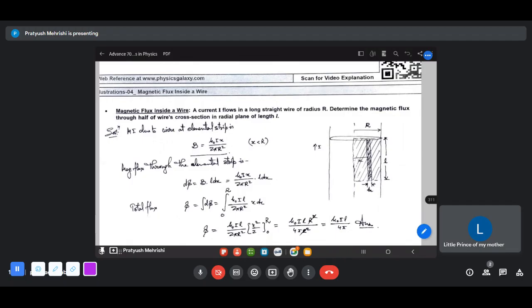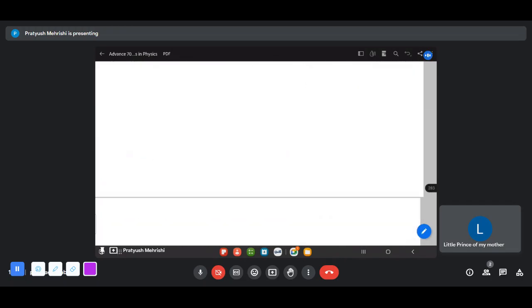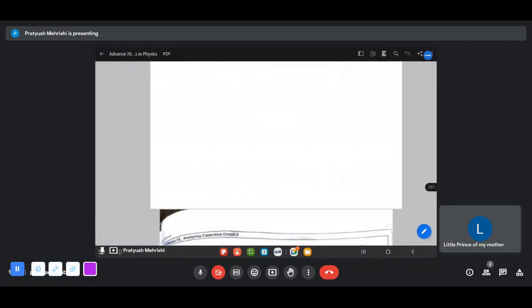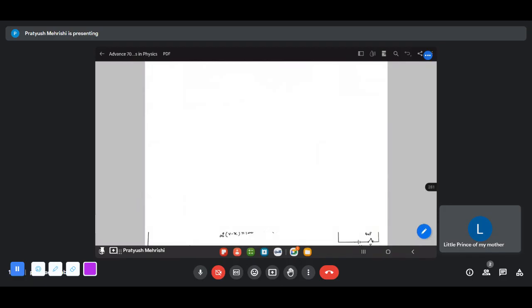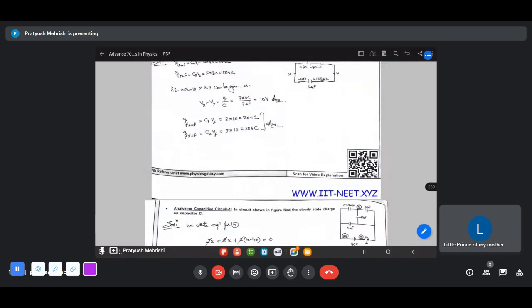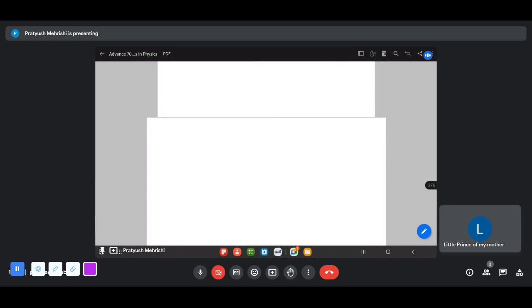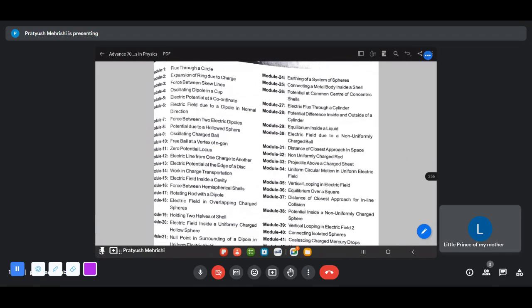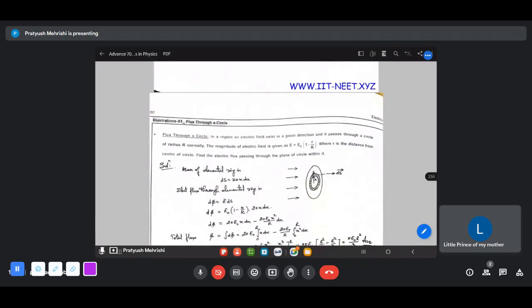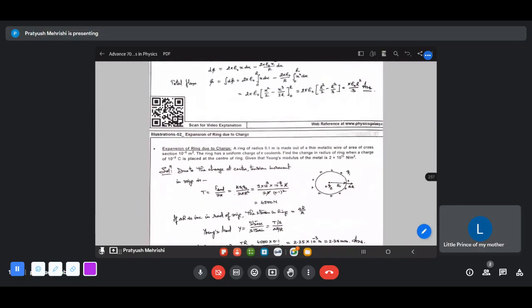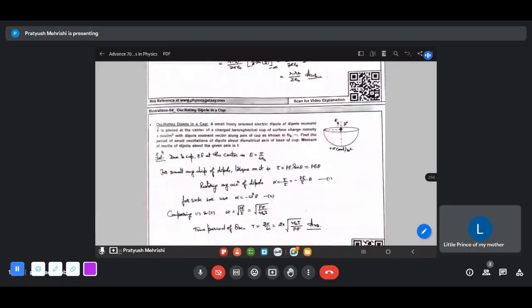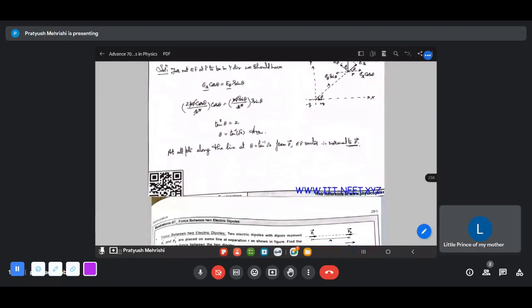Fine. So this is of magnetic flux. We are on capacitance, yes. This is the capacitive circuits. Solving the capacitive circuits, we will see them later. Yeah, like this, flux through a circle. All these questions were taken in the classroom.